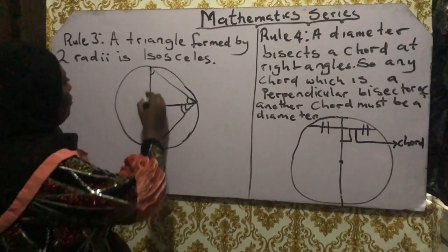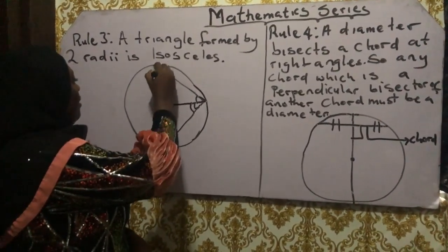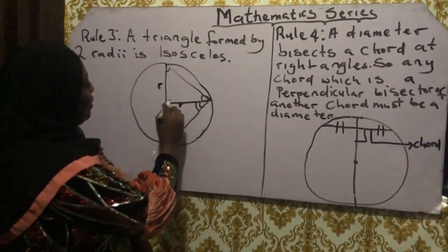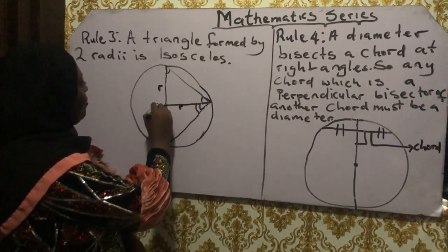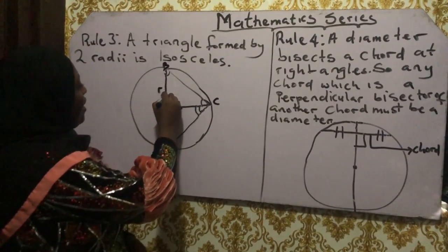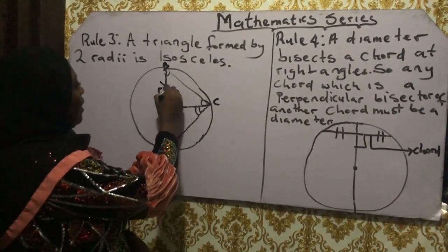Let's see. Now, from here to here is a radius. From here to here is also a radius. So we have this triangle. Let me say triangle ABC. So triangle ABC is isosceles.